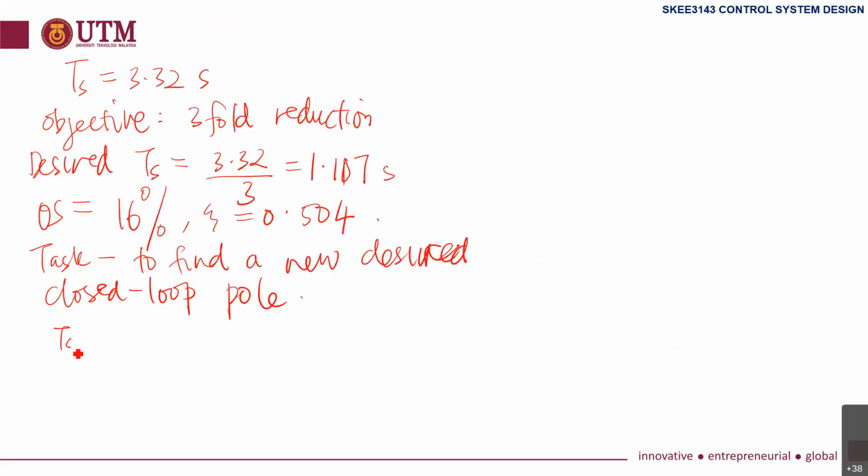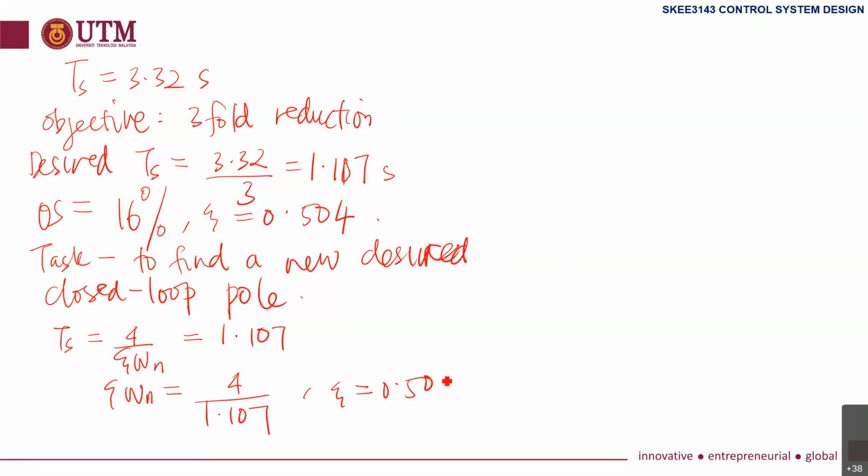Ts is 4 over zeta omega n, and we want Ts equal to 1.107. This is the new one. Therefore, zeta omega n is 4 over 1.107. That is zeta omega n. And we want zeta also 0.504. Then surely we can obtain omega n.